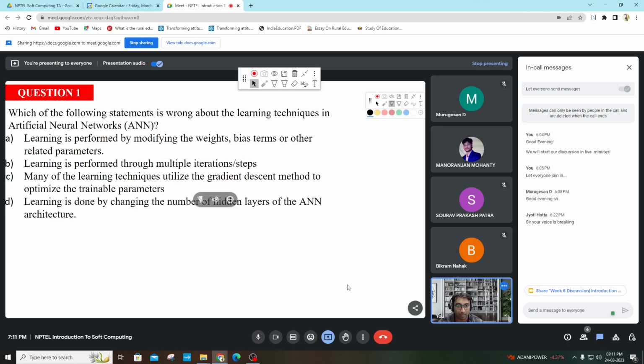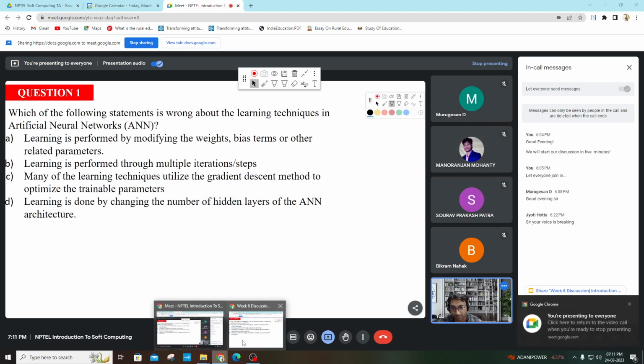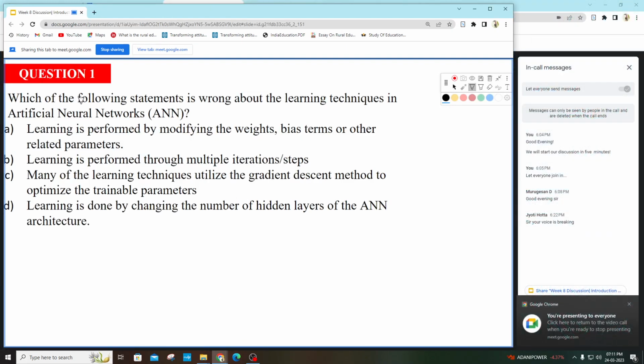Okay. Sure, sir. So this is the first question: which of the following statements is wrong about the learning technique in artificial neural network? And these are your 4 options. Option A is learning is performed by modifying the weights, bias, terms or other related parameters. B is learning is performed through multiple iterations or steps. C is many of the learning techniques utilize gradient descent method. Sir, option 4, learning is done by changing the number of hidden layers.